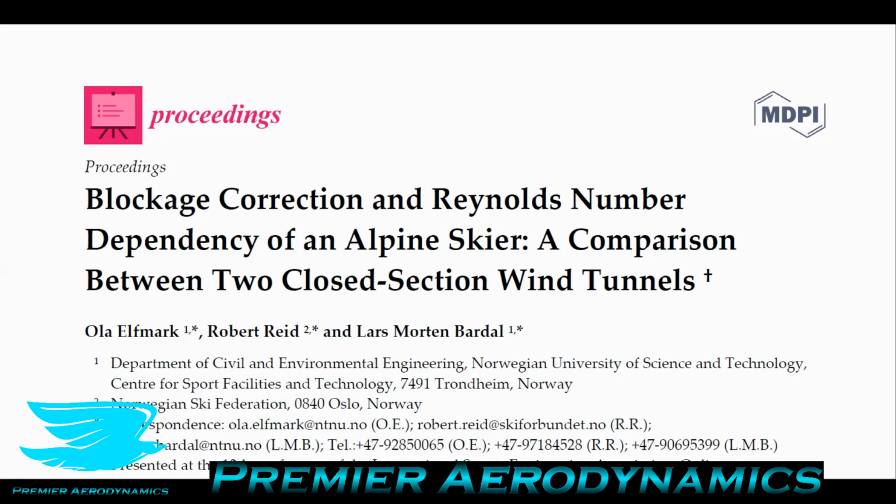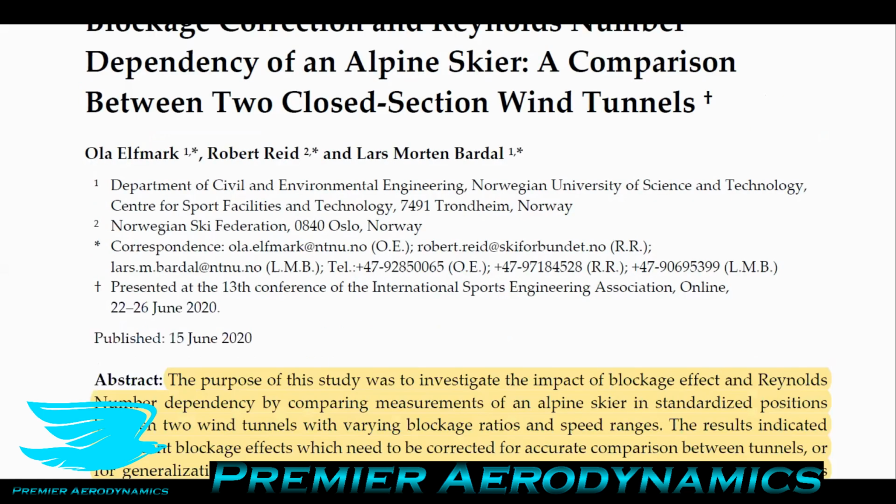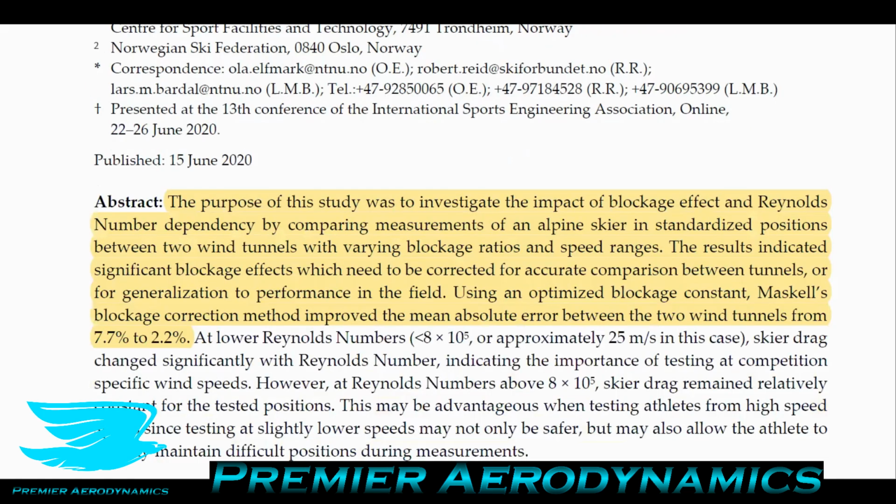So it's an alpine skier, and they test the alpine skier in two different configurations. One when they're standing up, the other one when the skier is crouched down. So they're different geometries, and that has an effect as well, which we'll find out. So let's get into the paper.